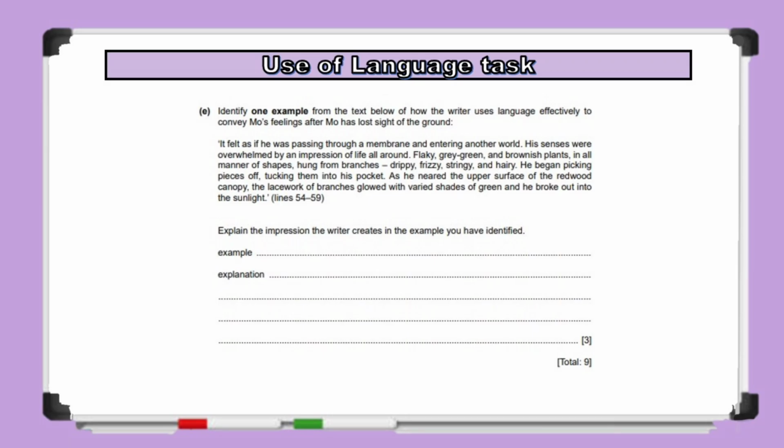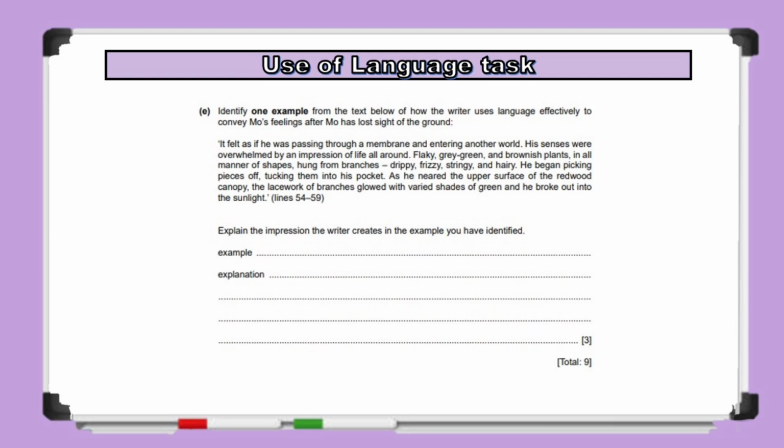This question asks, identify one example from the text below of how the writer uses language effectively to convey Mo's feelings after Mo has lost sight of the ground. Explain the impression the writer creates in the example you have identified. This is slightly different from the previous questions because now you have to choose your own example from the given extract before explaining it. Read the entire extract carefully and decide which phrase best shows Mo's feelings.